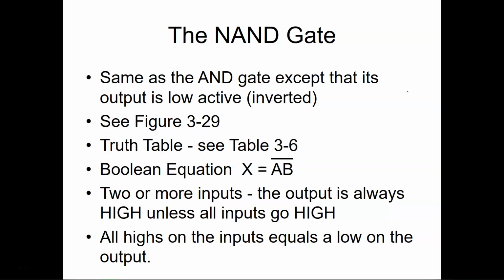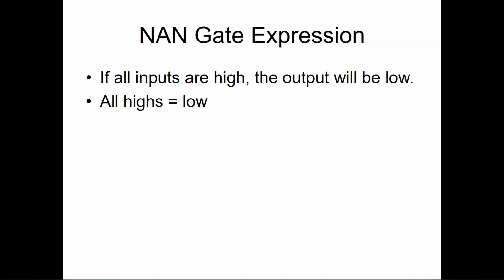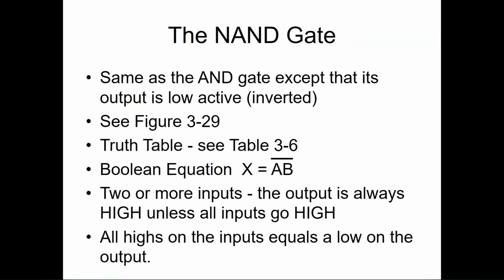So with NAND logic, two or more inputs, the output is always high unless all inputs go high. I'm trying to think about how to say this because it sounds so weird. Essentially, if both lights are green, it's off. If either one is on or off, or they're both off, it's true. Yes. Right? That's actually it.